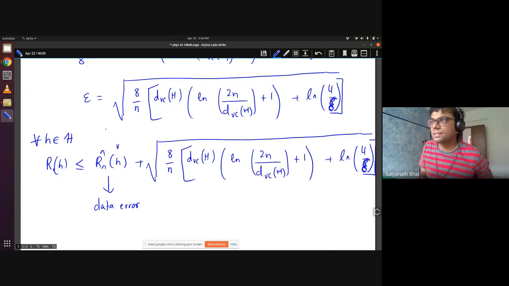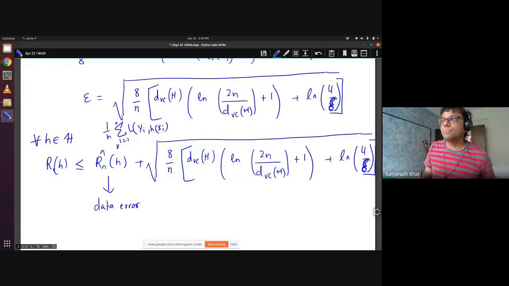So let me write that. This is 1 over n summation L of yi, h of xi. I can do this very easily, given my data samples. So what I'm saying is, the true risk is upper bounded by the data error plus some term.